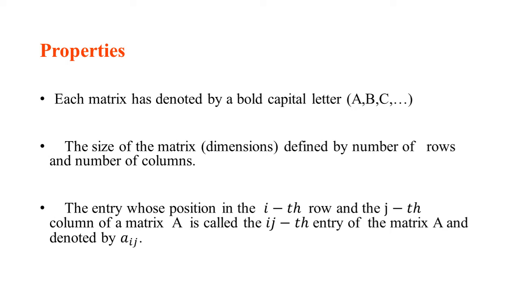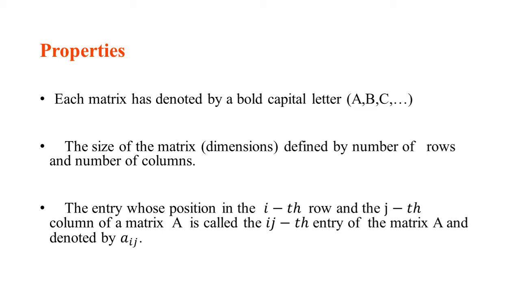Now let us see the properties of a matrix. The first one: each matrix is denoted by a bold capital letter A or B or C, and so on. Any capital letter will represent the matrix. The second one: the size, dimension, or order of a matrix is defined by the number of rows and the number of columns. First we have to write the number of rows multiplied by the number of columns. That will give you the size of the matrix.